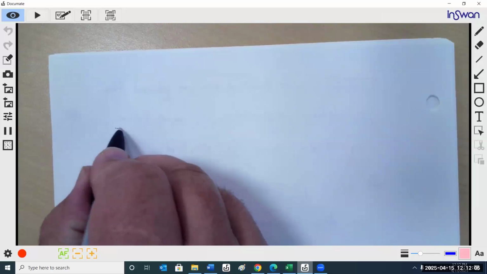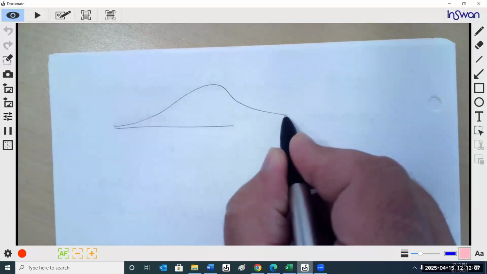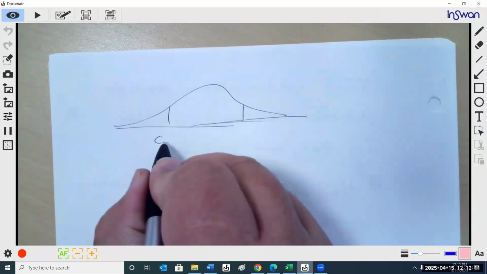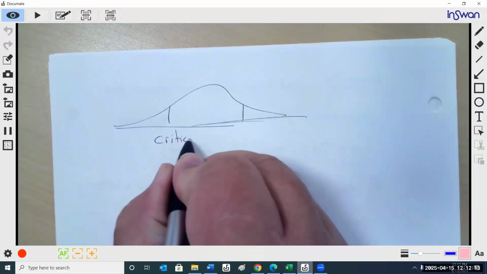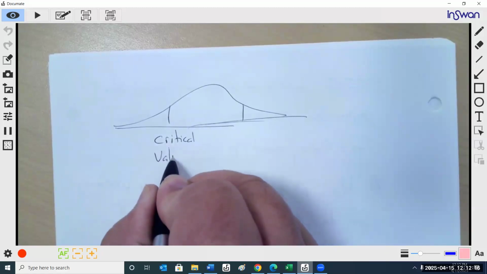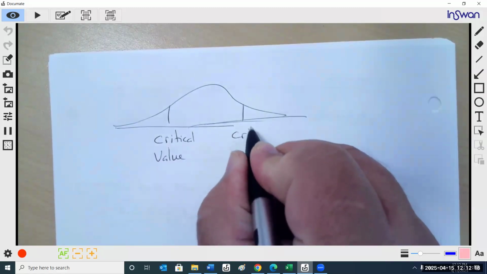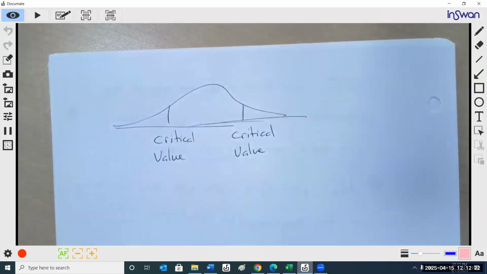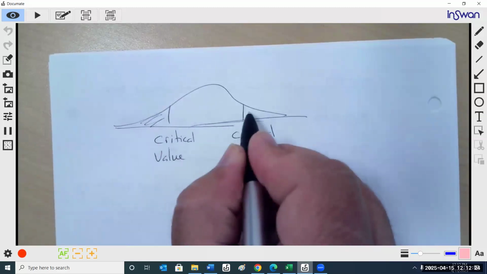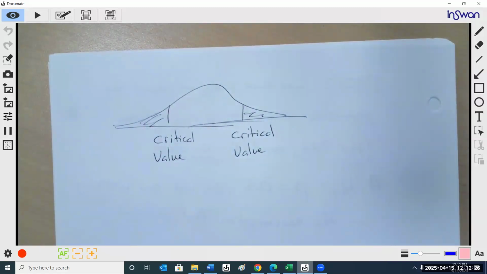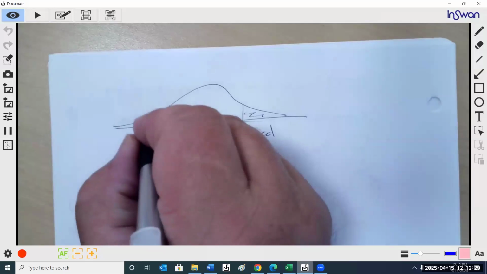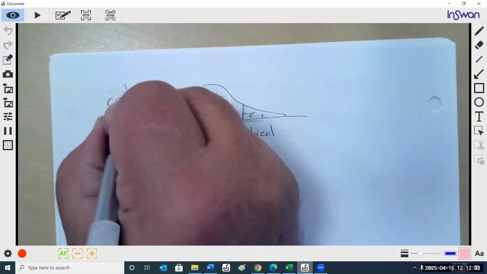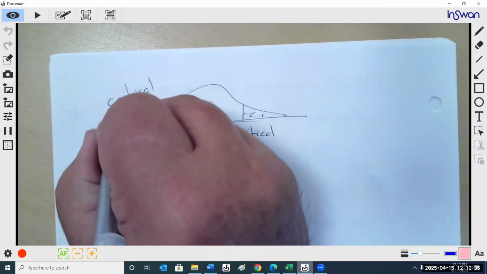So as we talked about, we have the critical values here. This is a critical value. What they do is they separate the significance and non-significance. What that means is it defines these areas here. These are called the critical regions.